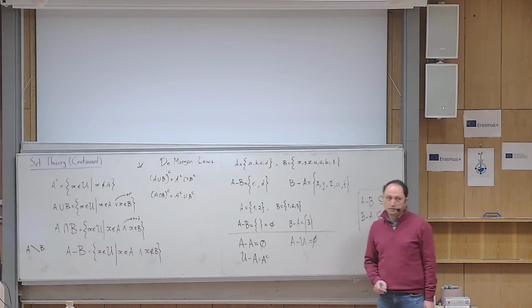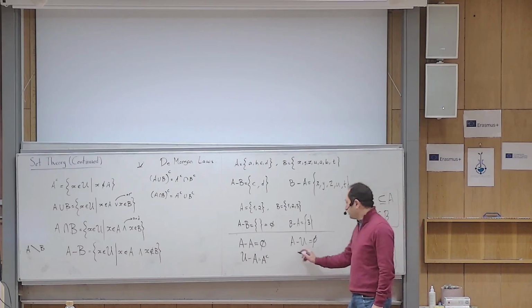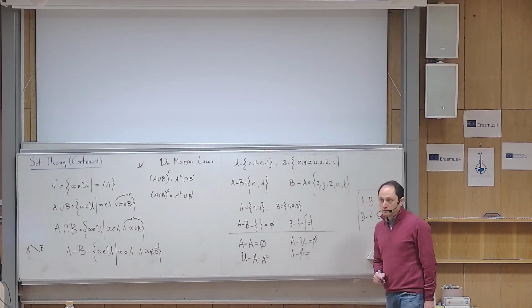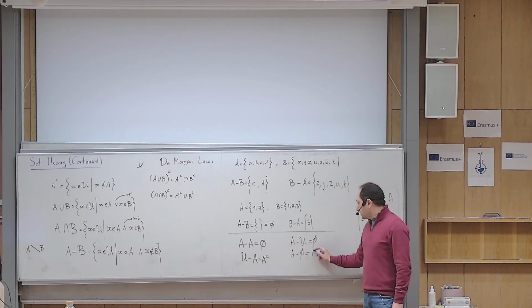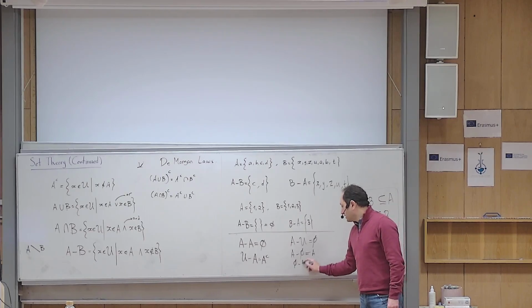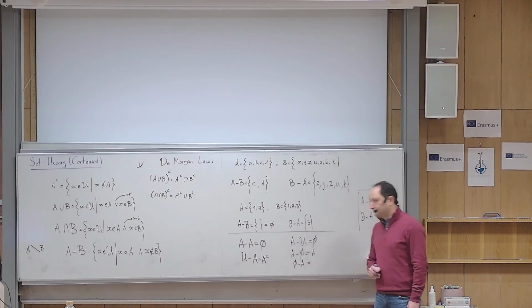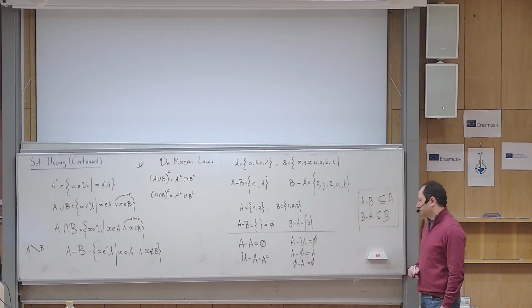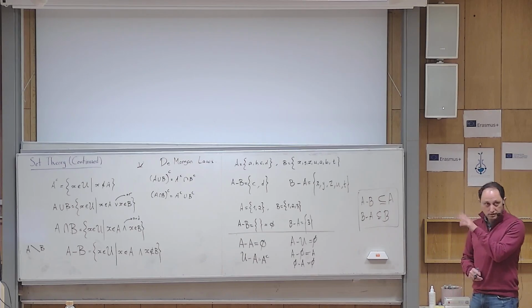So what is this one? Empty. Okay? What do you think about this? A minus the empty set. It's the set itself. The empty set minus a set. The empty set again. Yes, understandable?